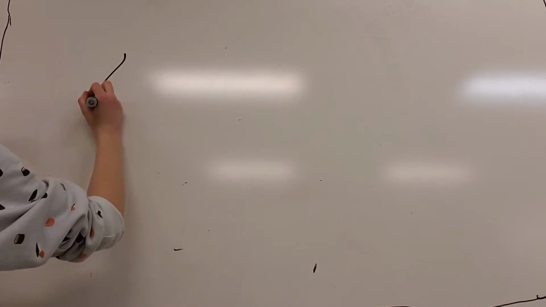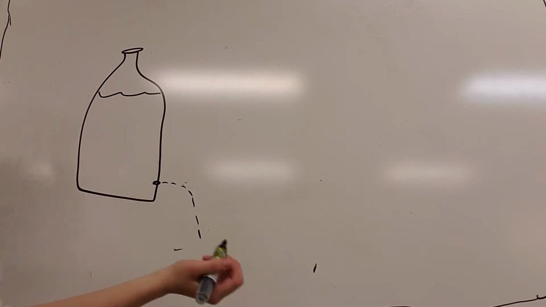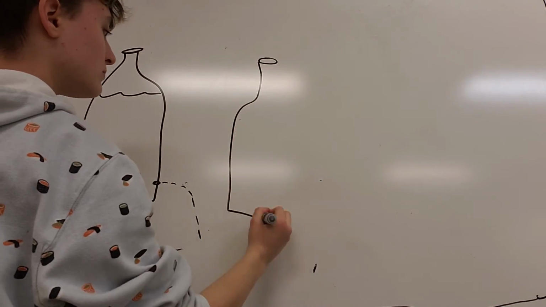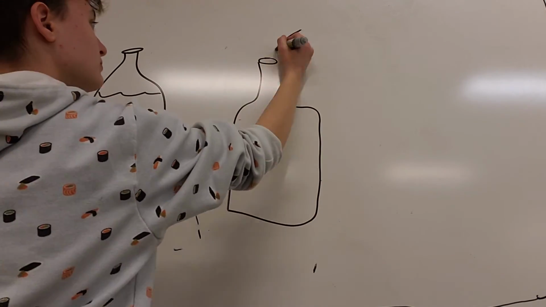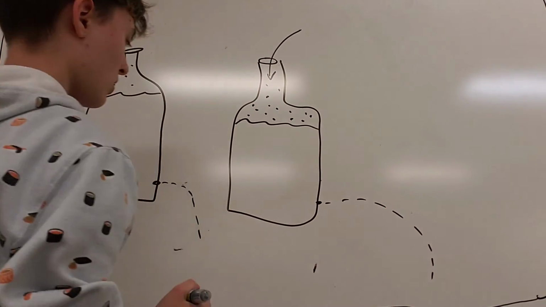Another example might be if you were to poke a hole in a full water bottle. The water would come out at a certain rate, but if you were to increase the pressure on the water by blowing into it on top, then the water would come out of the hole at a much higher rate due to the increase in pressure.